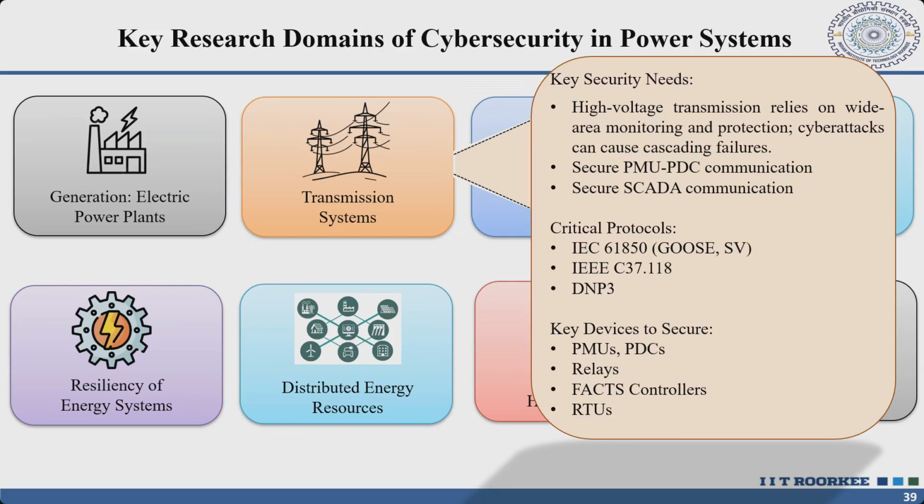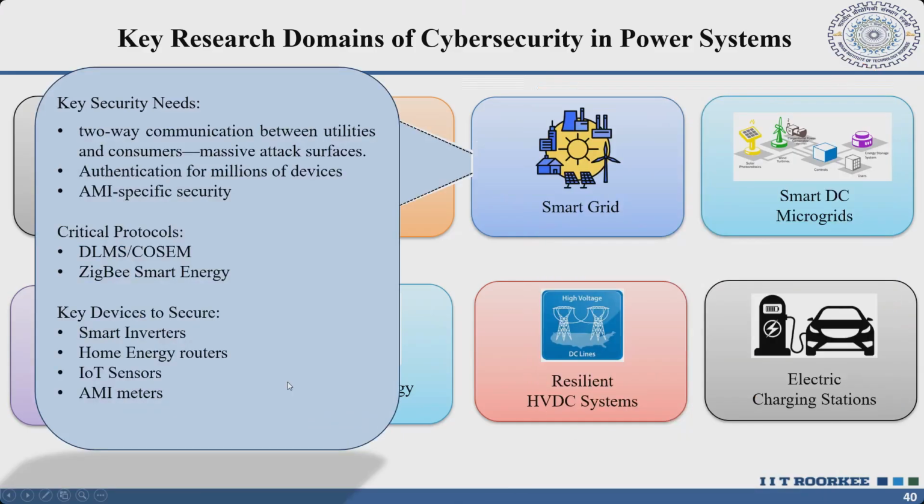So these are the devices where we have to consider the cyber security aspects based on these protocols. Then we have the smart grid, where we are looking at microgrids and other systems. Here there is two-way communication between any of the devices which you have installed in the microgrid. The protocols used are DLMS or COSEM, and ZigBee-type smart energy systems are also used.